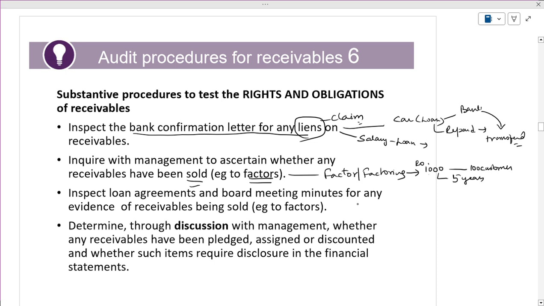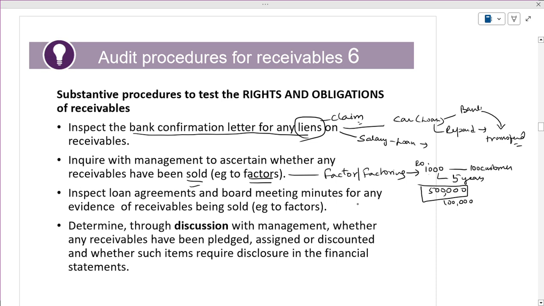Every year 1000, so 5 into 1000 into 5 is 5000, and with 2 zeros, how much will you receive every year? In total, in 5 years you will get 500,000. Every year you are getting 100,000. Now what happens? See the thing.